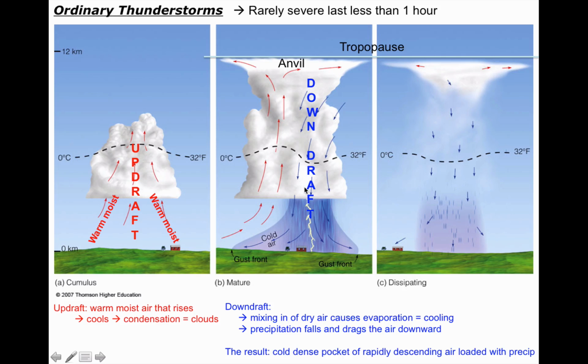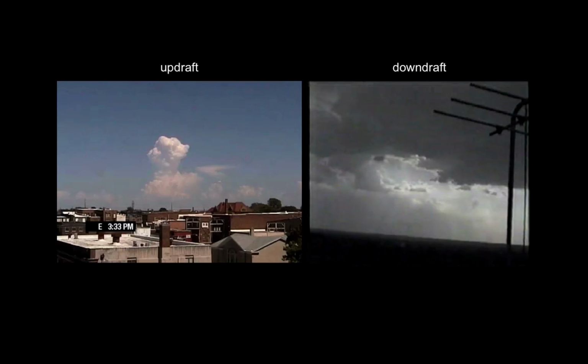So what goes up must come back down, and that's ultimately how the thunderstorm ends its life cycle. As it dissipates, the updraft is canceled out by the downdraft. An ordinary thunderstorm is rarely severe because it lacks our fourth and most important ingredient. We're going to come to that ingredient in just a few moments. Updraft, downdraft. Let's take a look at what they look like first, though.